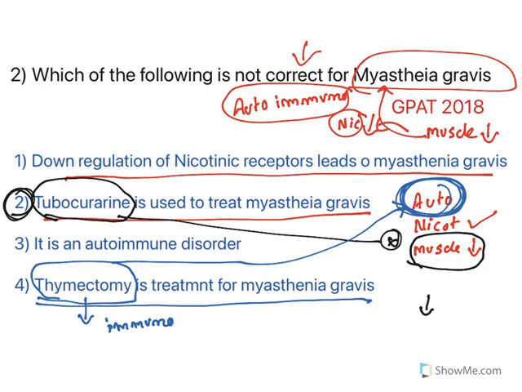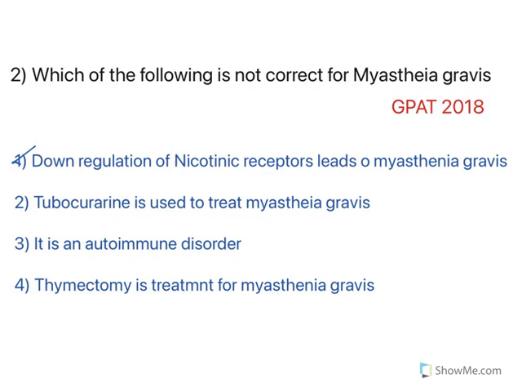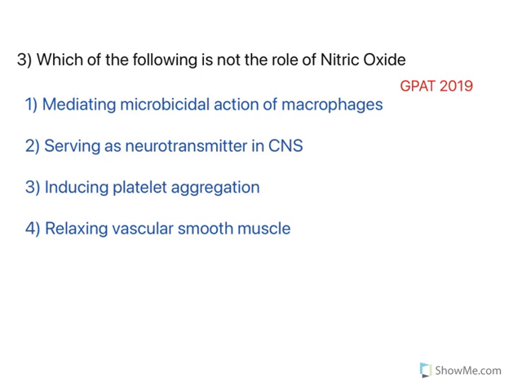Now understand how the questions are being tested. Three will be correct, only one is wrong, and you need to find out which is the wrong one. This was given in GPAT 2018. We'll see one more example.